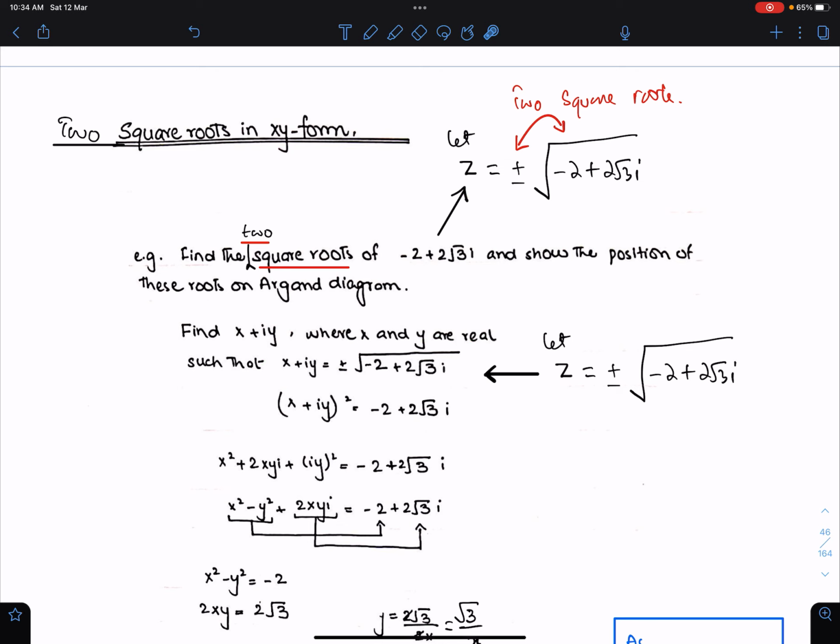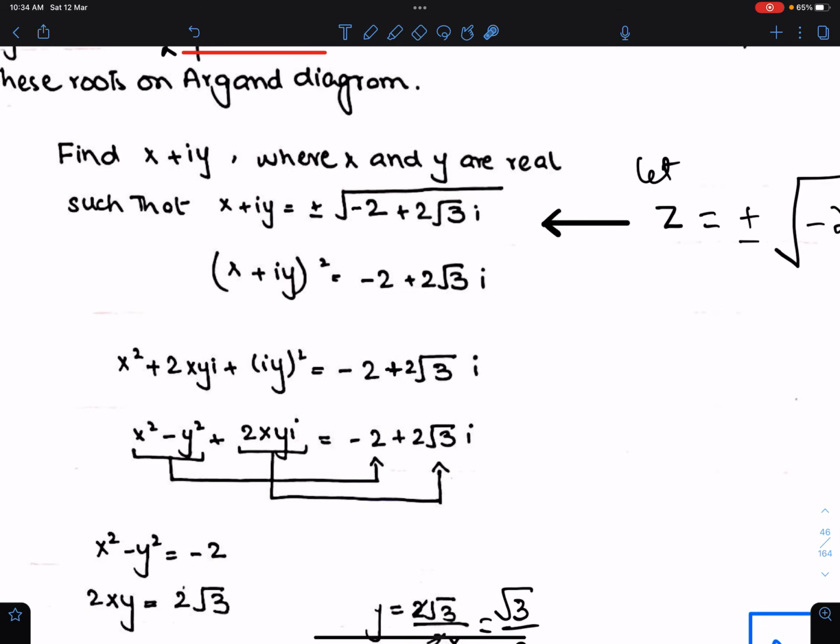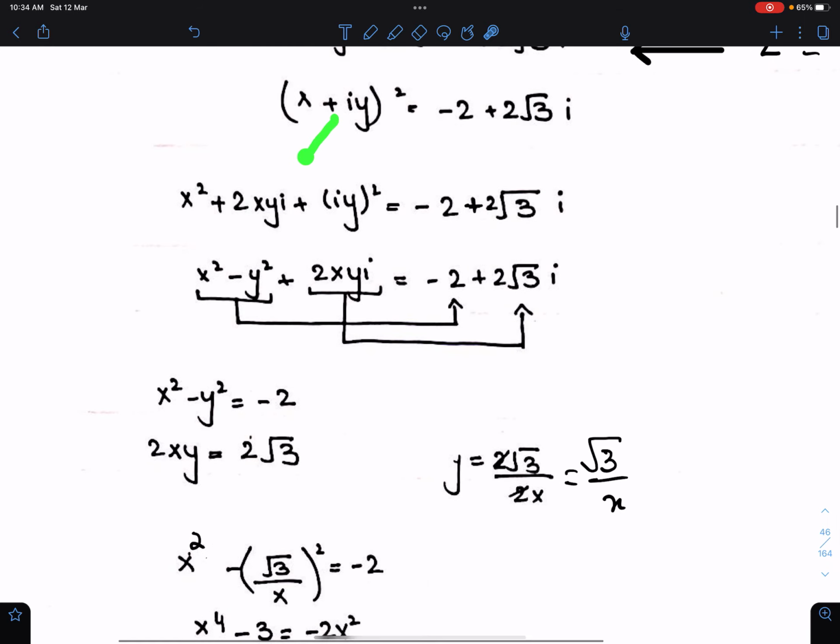Now we need to remove this root. In order to remove this root, we have to square on both sides. So by squaring on both sides, we have this equation. Now we need to expand this expansion. This is the expanded form of this expansion. As we all know, i square is -1, therefore this entire thing will become -y square.